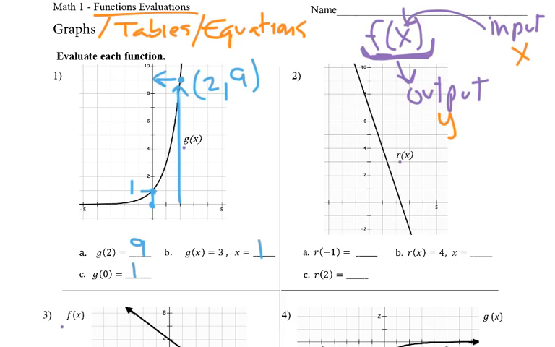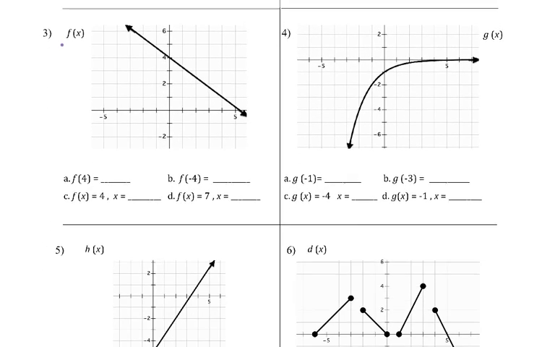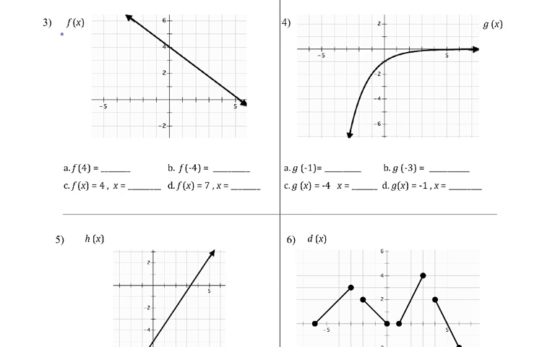Okay, so number 2, r of negative 1. Negative 1 right there. Go up, looks like it's at 10. Then r of 2, go up, it's going to equal 1 for the y value. R of x equals 4, y value 4, jump over, down, my x value is 1. Okay.